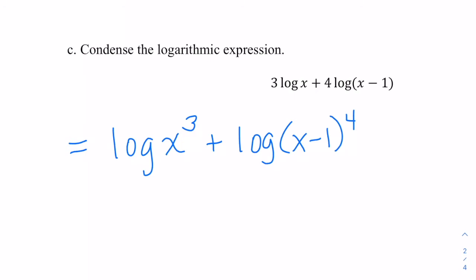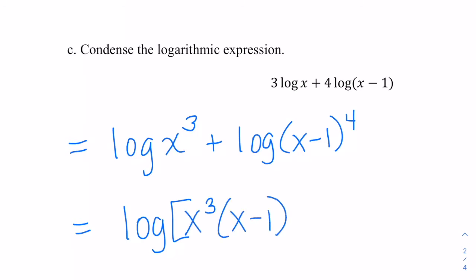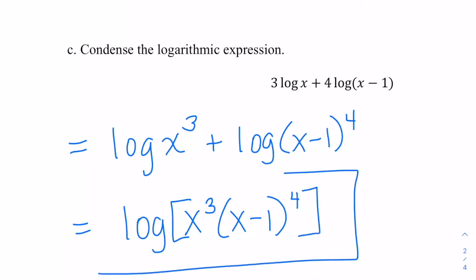Now, since this is a sum, we can put them together as a product. I'm just going to put them together with a bracket because I have a parenthesis in there already. So this is going to be x cubed times (x minus 1) to the fourth, and there's my one logarithmic expression.